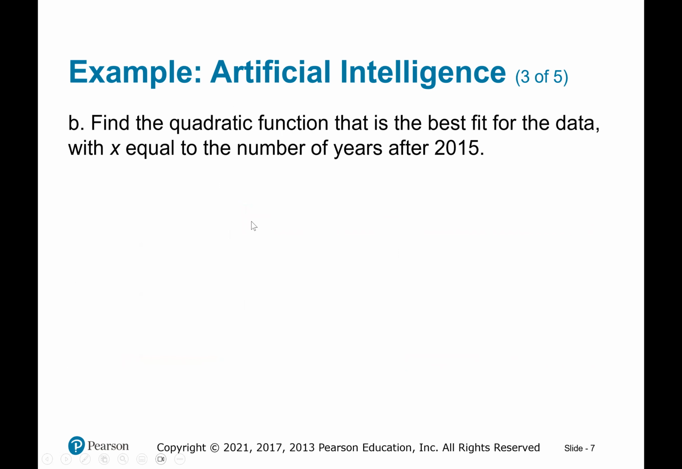So what's the second part of this? Find the quadratic function that is the best fit for this data, with x equal to the number of years after 2015. All right.